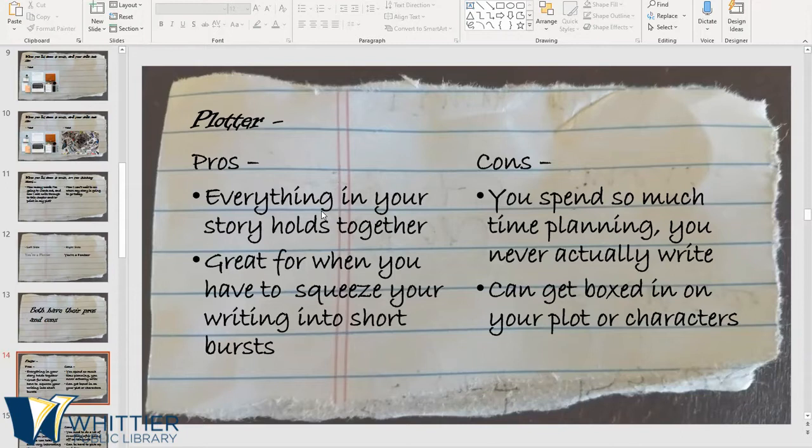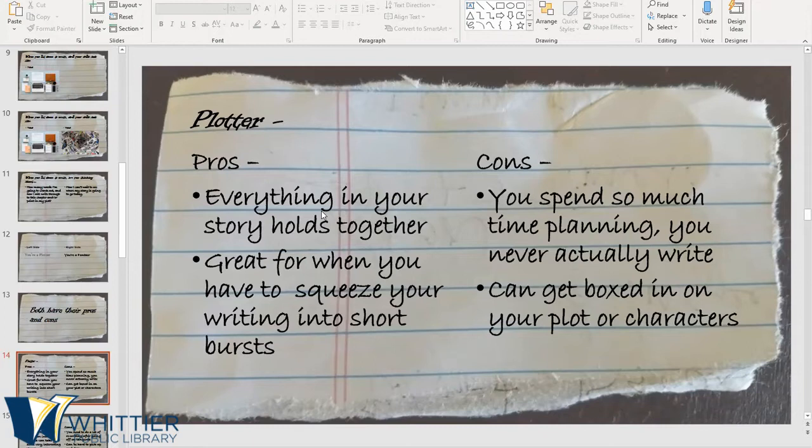Everything's there, boom. And it's great if you're one of those people who has to squeeze your writing into short bursts, like you've got an hour a day and that's it to write. Being a plotter is great because you know exactly what that next scene's going to be, and all you have to do is sit down and write it.